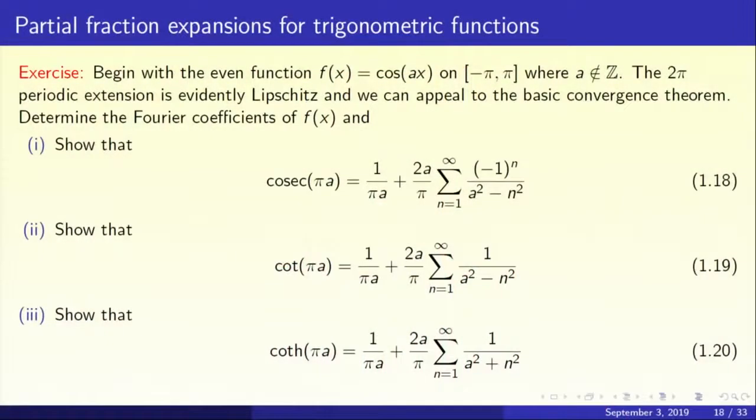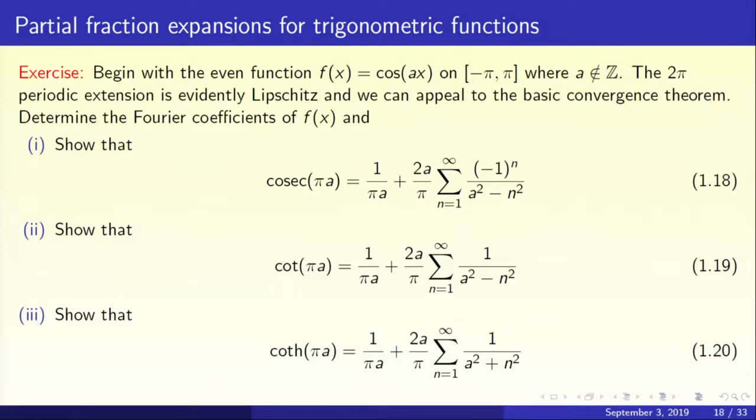Cosecant pi a equals 1 upon pi a plus 2a upon pi summation n from 1 to infinity minus 1 to the power n upon a squared minus n squared. That is equation 1.18 that you see in the slide. And also deduce cot pi a equals 1 upon pi a plus 2a by pi summation n from 1 to infinity 1 upon a squared minus n squared. That is equation 1.19 in the slide.